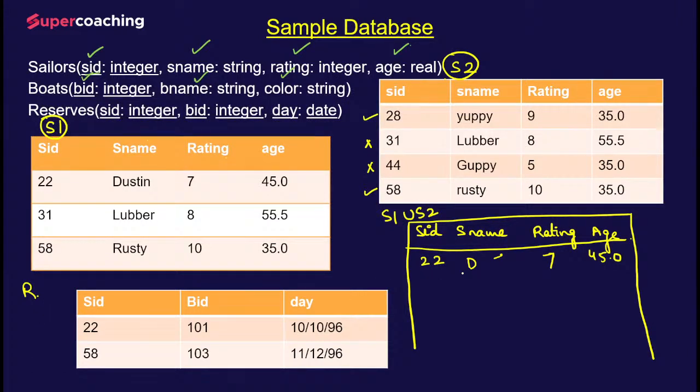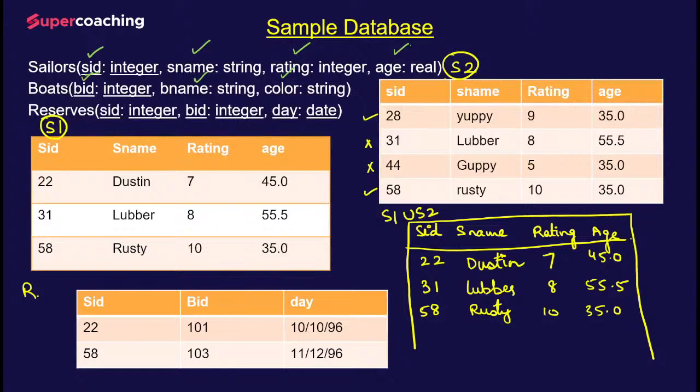I hope this point is clear. What is union? What do I mean by union compatible? So Dustin, and the next one is Lubo. It's having the SID 31, rating is 8, 55.5, then 58, Rusty, 10 and 35.0. These three tuples have come.